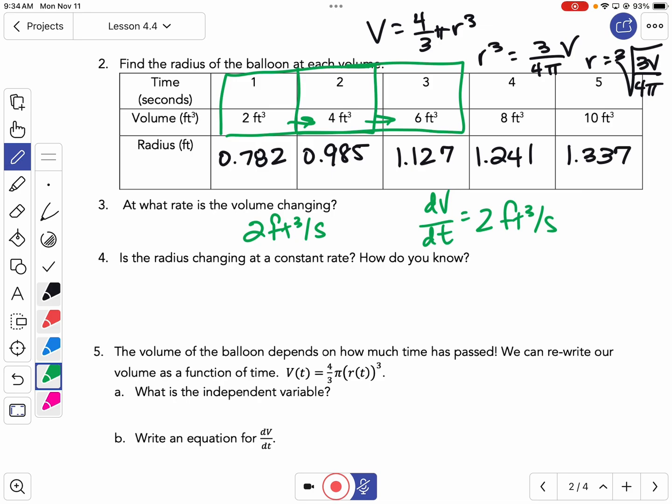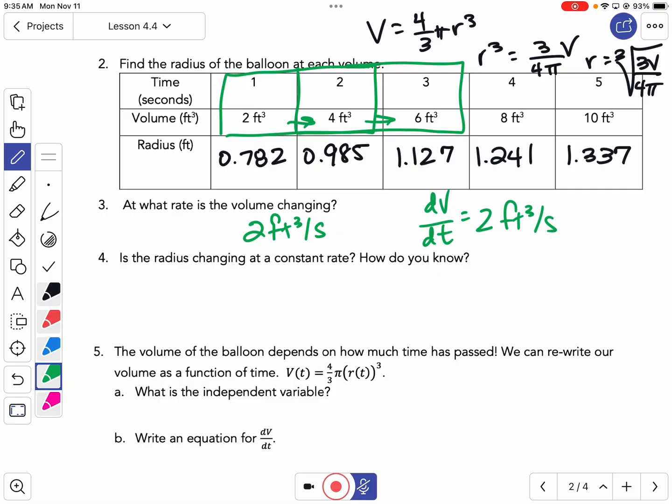Now, what about the radius? Is the radius changing at a constant rate? Think about that. If you blow air into a balloon, what's going to happen over time? It's going to pop eventually, right? So when you first start, what's going to happen with the radius? But then as we put more and more air into it, what happens to the radius? It slows down. It doesn't expand as quickly, because that balloon doesn't have space.